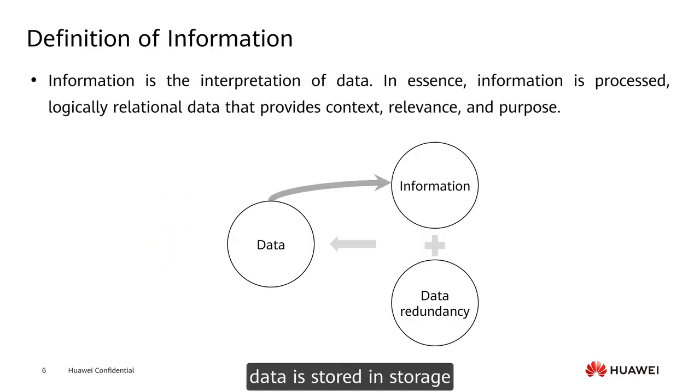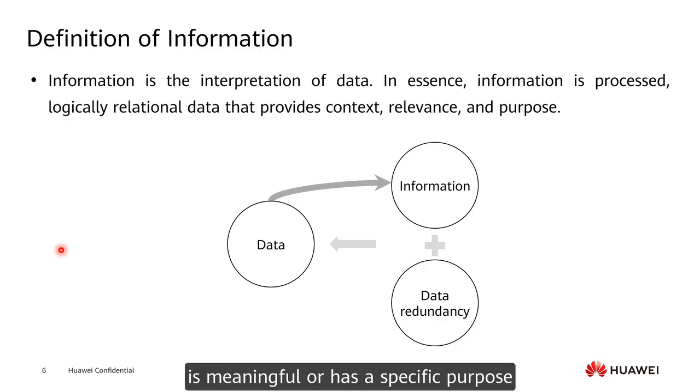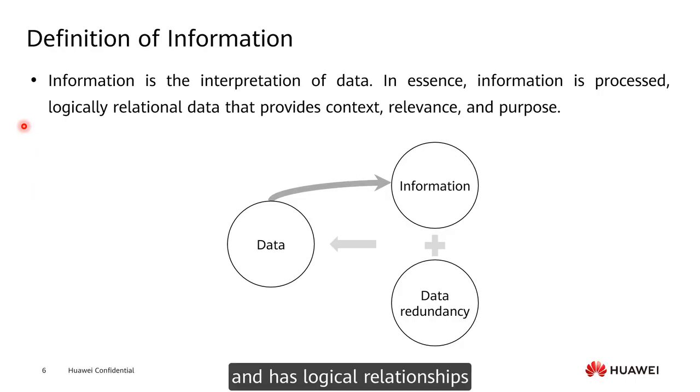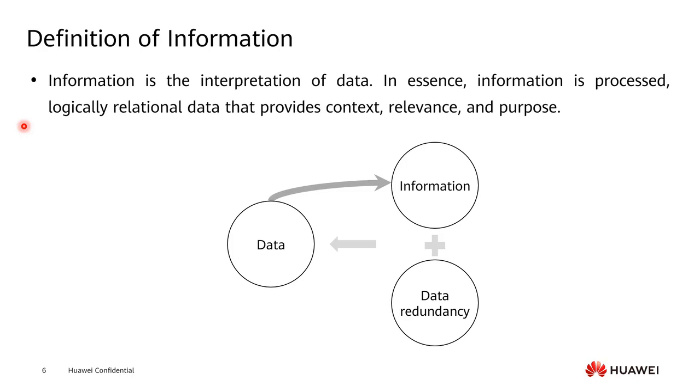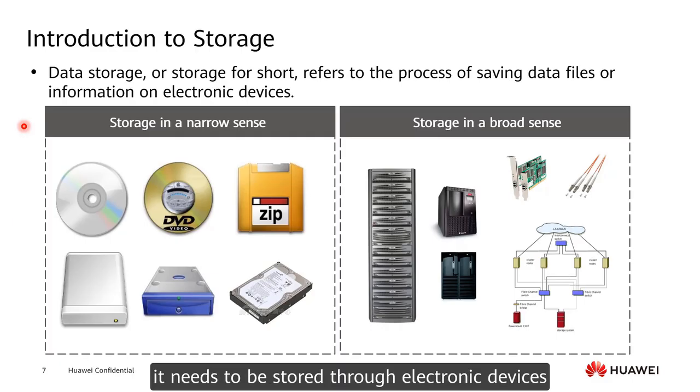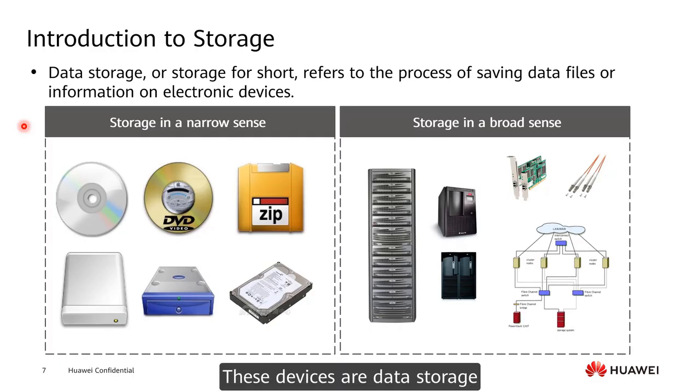In addition, data is stored in storage, but not all of it is meaningful or has a specific purpose. So we use information to represent data that has been processed and has logical relationships. Information includes data with context, relevance, and purpose. But whether it is data or information, it needs to be stored through electronic devices. These devices are data storage, and we will call them uniformly storage later. So let's introduce this storage.